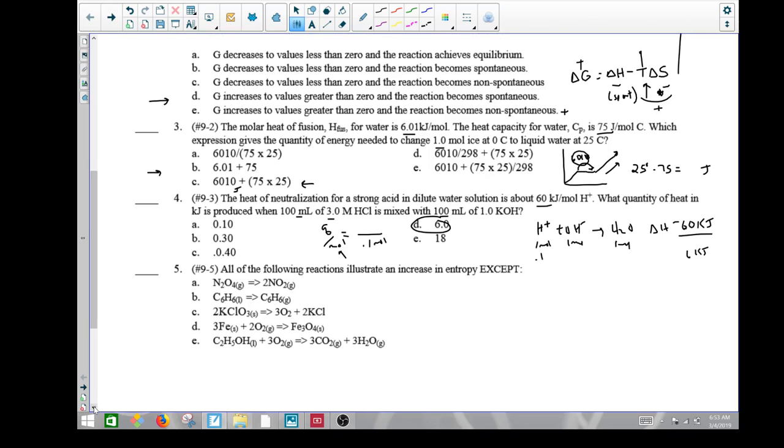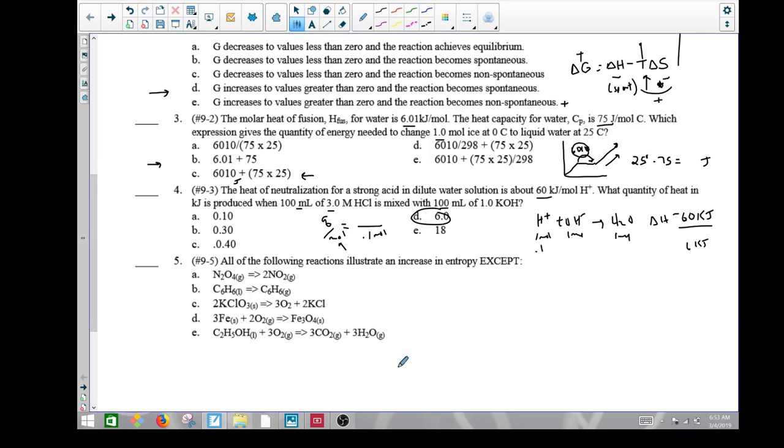Number 5. Very straightforward question. All the following include an increase in entropy except. Increase in entropy means increase in movement. And see here, gas to gas, 2 to 1, that's an increase in movement. Liquid to gas, increase in movement. Solid, it doesn't say here, probably should have those. That's a gas, that's a solid. Solid plus gas yields solid. This one has a decrease in movement. That's my answer.